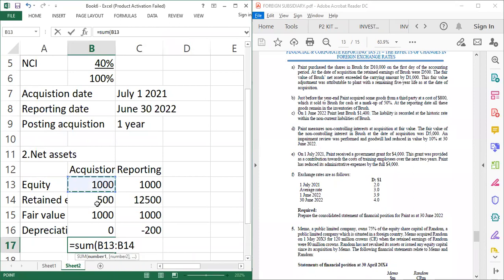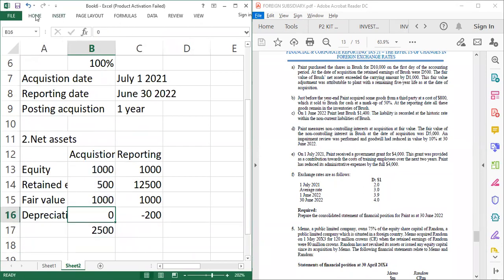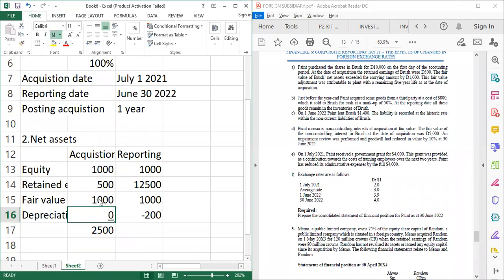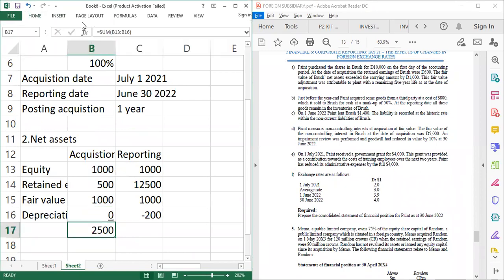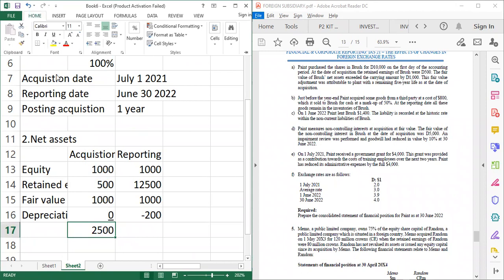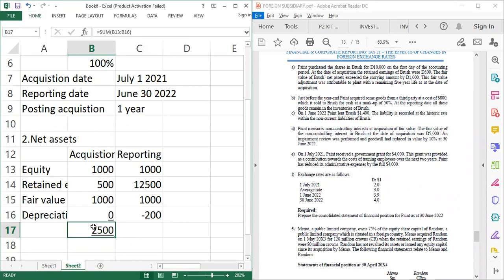Which will give us this. I'm having 2,500. And at reporting, let's do it at reporting too. Linus: Yeah. Please, the PUP, won't it affect the net assets?